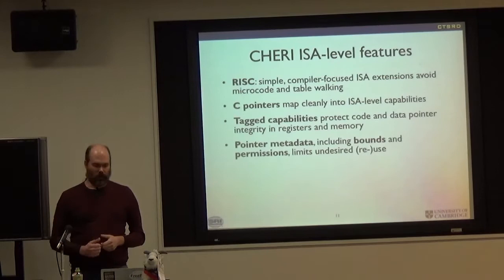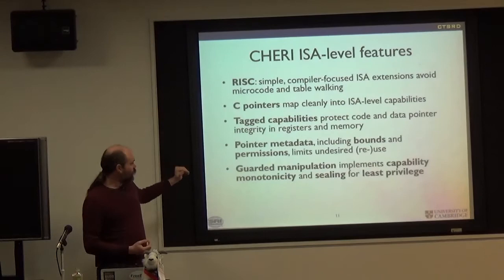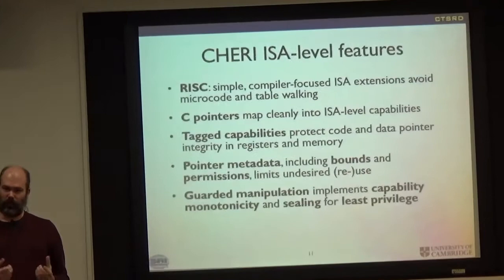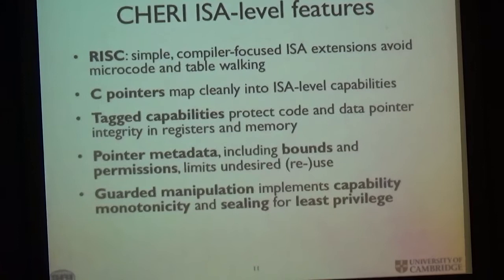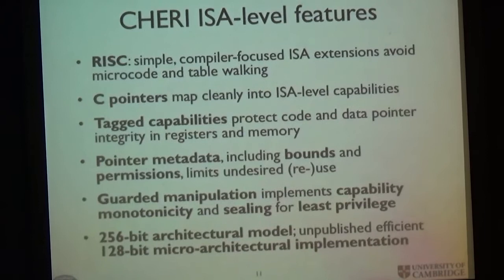In addition to tags, guarded manipulation of capabilities ensures that they're non-forgeable, which is to say that you can only derive a capability from another capability, and you can only monotonically decrease the permissions or the area that it points to. This mentions sealing. I'm not going to talk about sealing. But it is an essential part of the compartmentalization model.